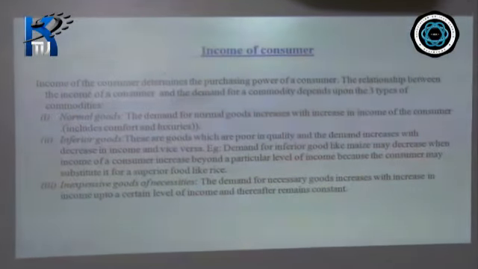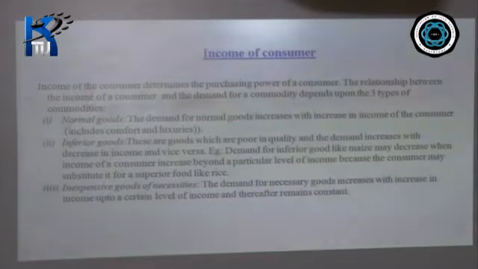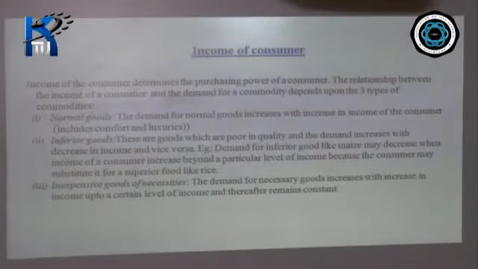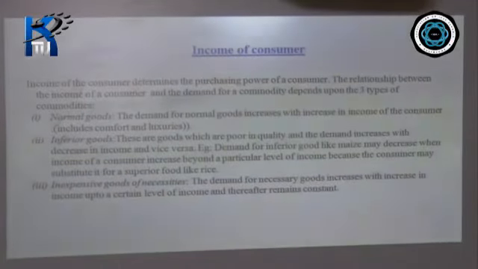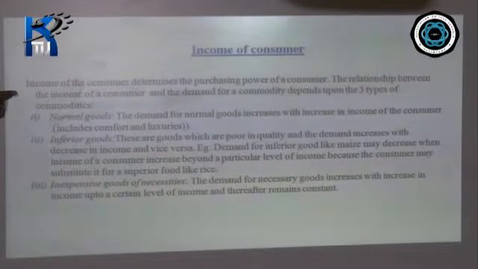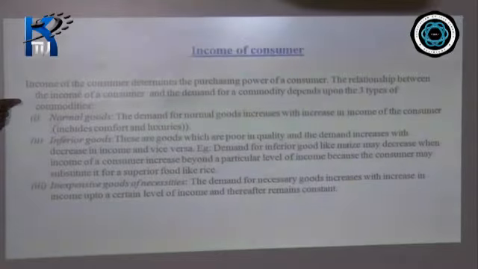So the general thing is, I have more purchasing power. Purchasing power means I have more money to buy more and better things. Generally we look at this, for example here, you'll see the income of the consumer determines the purchasing power of the consumer. The relationship between the income of a consumer and the demand for a commodity depends upon three types of commodity.